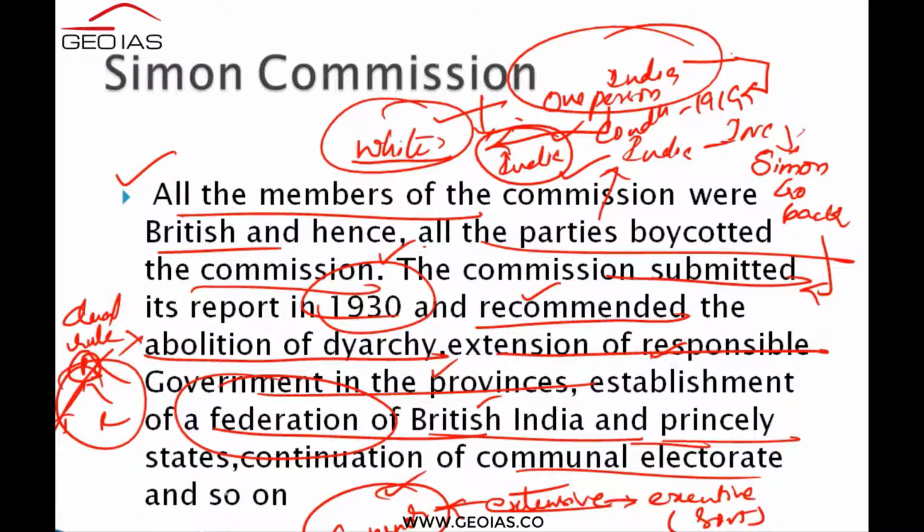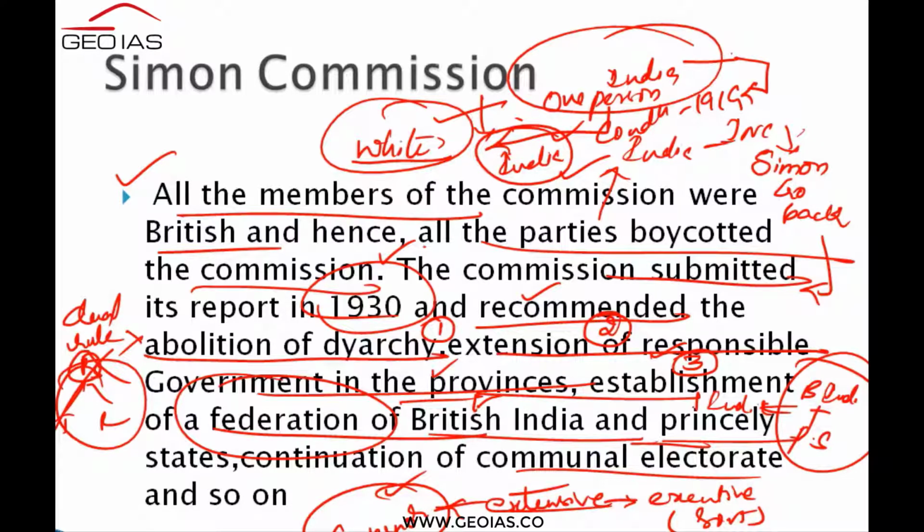The first one is abolition of the diarchy in the provinces and the extension of the responsible government in the provinces. And third one is establishment of the federation consisting of the British India and princely states. So all British Indian territories and these princely states will come under one umbrella called as India, and the continuation of the communal electorate. So these are the main recommendations of the Simon Commission at that time.